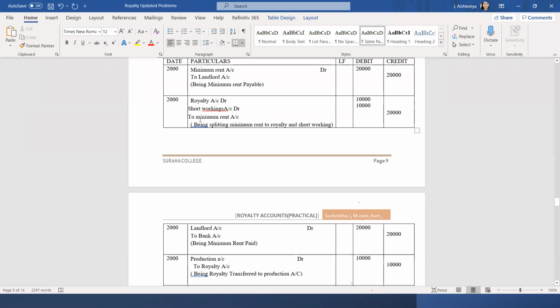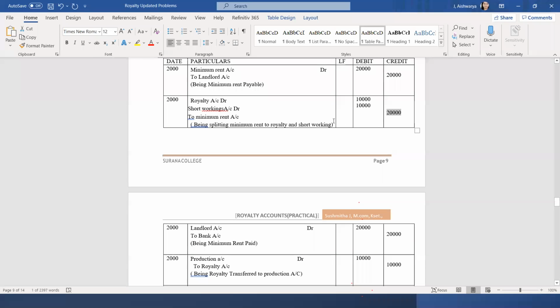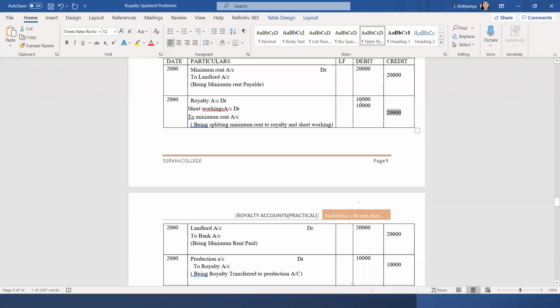Okay, tell me, the second minimum rent account, is it debited or credited? Credited. So credited with how much? 20,000. So on the credit side of the minimum rent account, we have to write 20,000. But what is the opposite entry? What are the corresponding entries? Royalty and short working. Yes, debited, by royalty.